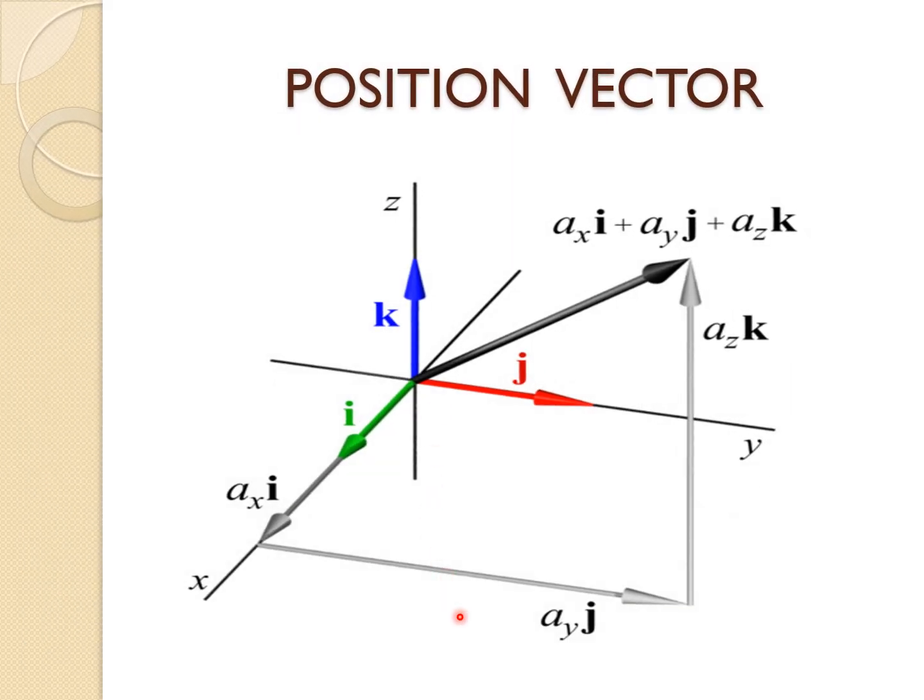To analyze the force acting in a space, we must need a knowledge of position vector. In a space coordinate system, i vector is a unit vector along x-axis, j vector is a unit vector along y-axis, and k vector is a unit vector along z-axis. And the equation ax i vector plus ay j vector plus az k vector will give the position vector.